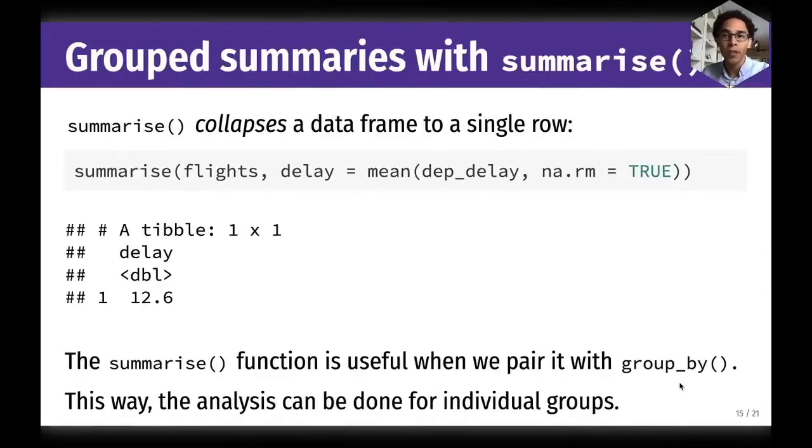Let's talk about summarize, and you'll find that summarize is sometimes spelled with an S, sometimes it's spelled with a Z, and they are the exact same function. Now, summarize collapses a data frame to one single row for one single piece of information. In this case, if I use the summarize function to compute the average departure delay of every single flight, so these are more than 300,000 flights that are collected in the flights data frame, you'll find that the average departure delay of the entire data set is 12.6, and the units in this case are minutes. The summarize function is useful when you pair it with the group_by function, and in this way the analysis can be done for individual groups.